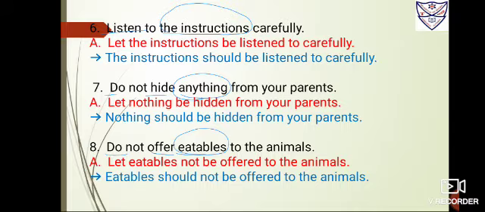Number 8, do not offer eatables to the animals. So it's do offer, it's a negative statement. It's eatables is the object, so circle it. Now begin with let. Let eatables not be offered. Not and B-E-B. Third form of offer is offer, offered, offered to the animals. And then you can have eatables should not be offered to the animals. You can give both the statements with let also and with should also.